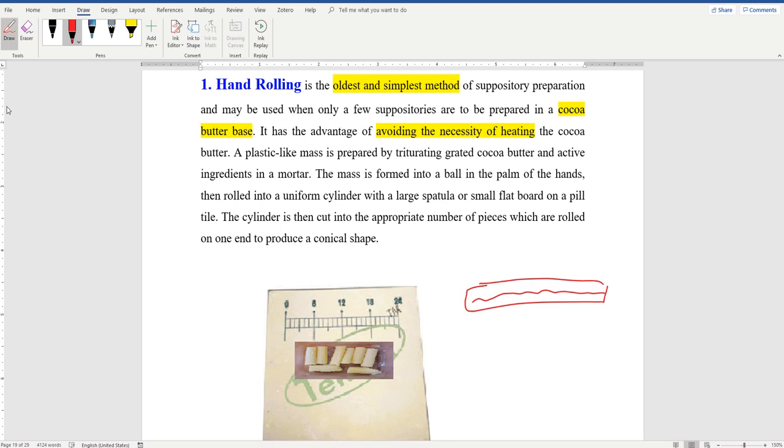Because of unwell kneading, meaning you did not knead it well, you did not roll it well, you have holes here, and there will be air entrapment. And of course, this will affect many things, including how much drug is in each suppository.